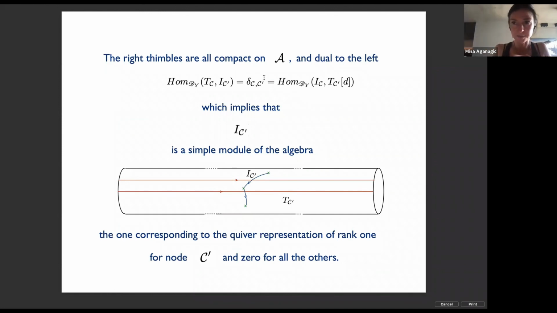These relations imply that the right symbol branes are simple modules of the algebra generated by the left symbols. If the left symbol algebra is a path algebra of some quiver, the simple modules are quiver representations of weight 1 for the node that labels the brane and weight 0 for all the others.